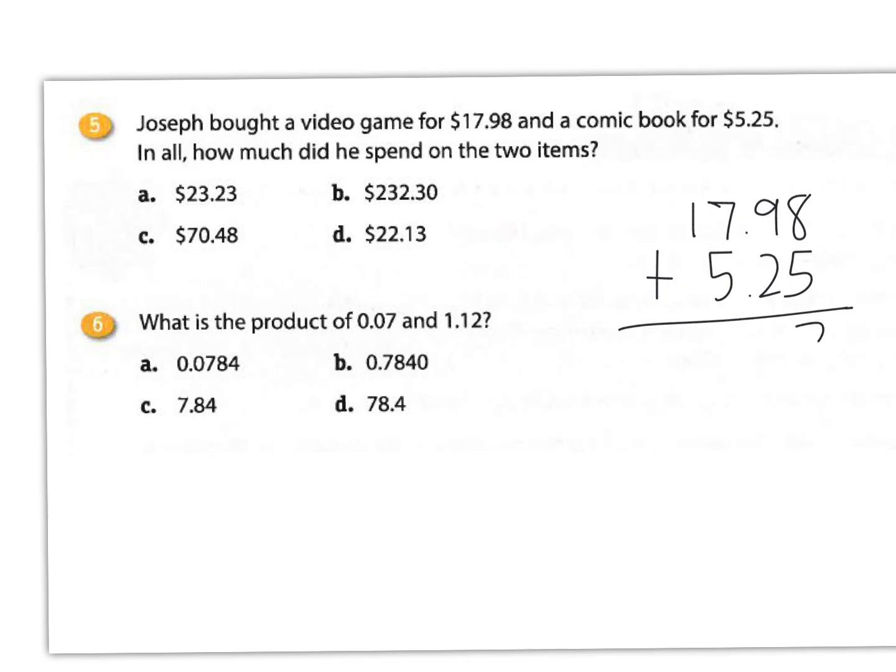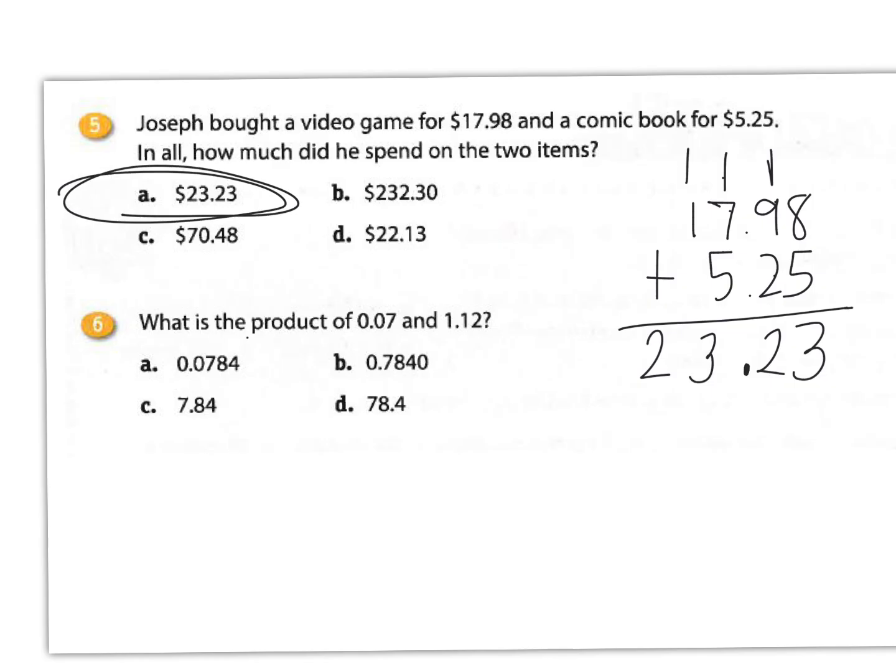So 8 plus 5 is 13. Carry the 1. 1 plus 9 is 10. Plus 2 is 12. Carry the 1. Bring down that decimal point. 1 plus 7 is 8, plus 5 is 13. Carry the 1. 1 plus 1 is 2. 23. So the answer would be A.